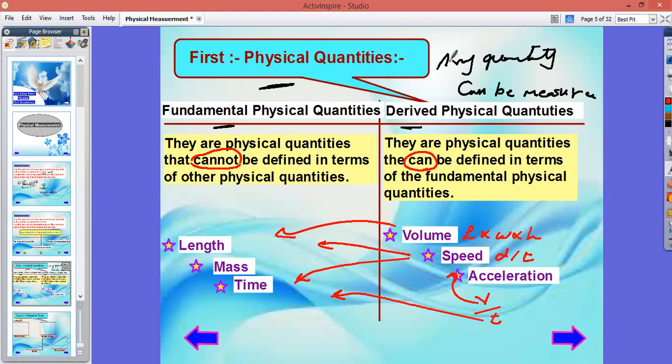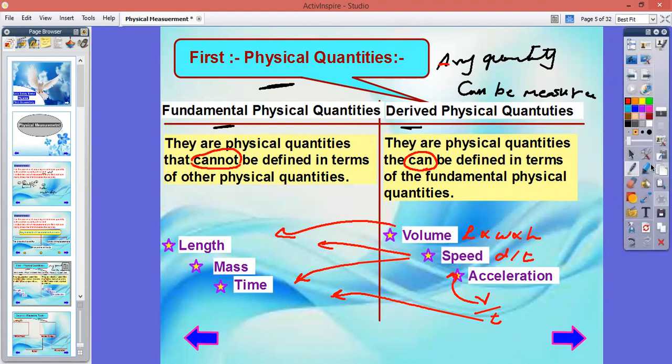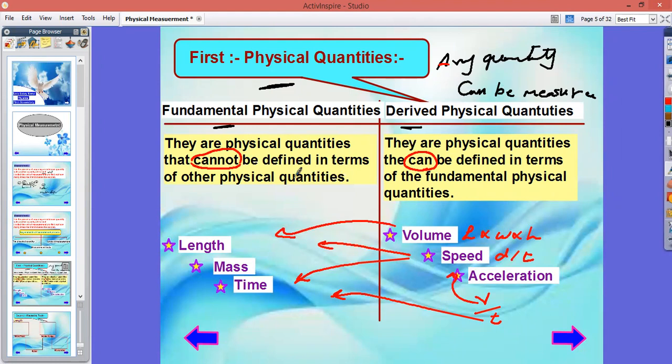Firstly, we'll talk about the physical quantity. What is the meaning of physical quantity? It is any quantity that can be measured. What are the types of physical quantity? We have two types. Number one, fundamental physical quantity. Number two, derived physical quantity.